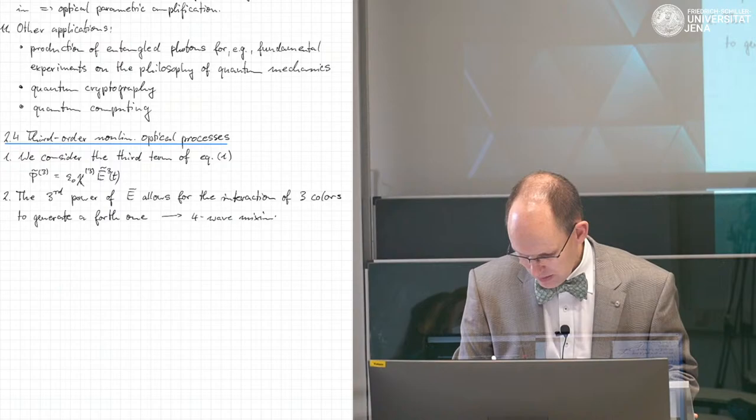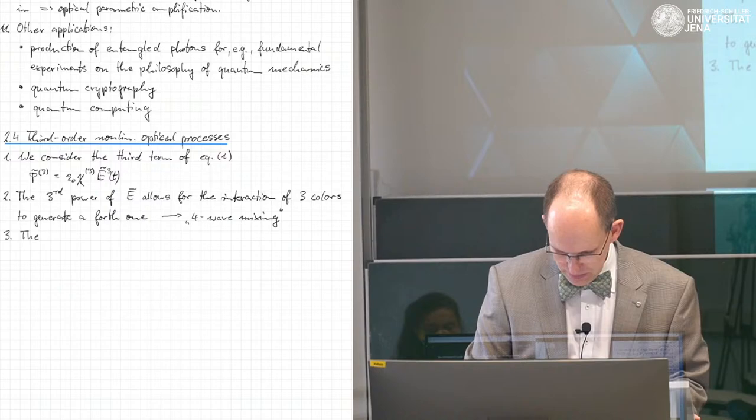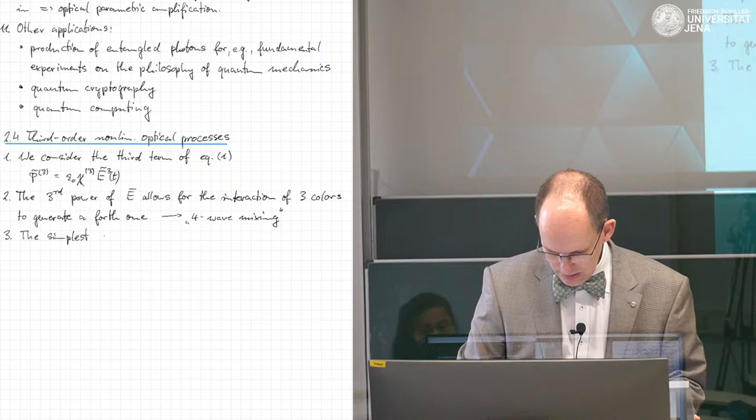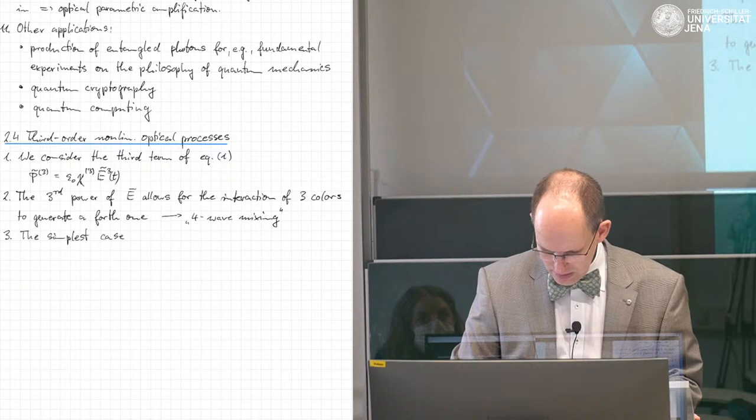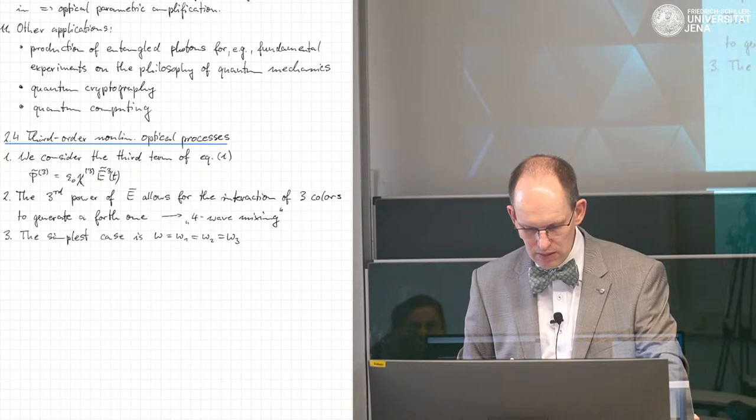But we'll start with the simple thing, namely the simplest case with just one frequency. So the simplest case is omega equals omega 1 equals omega 2 equals omega 3. Right? So a monochromatic incident field.